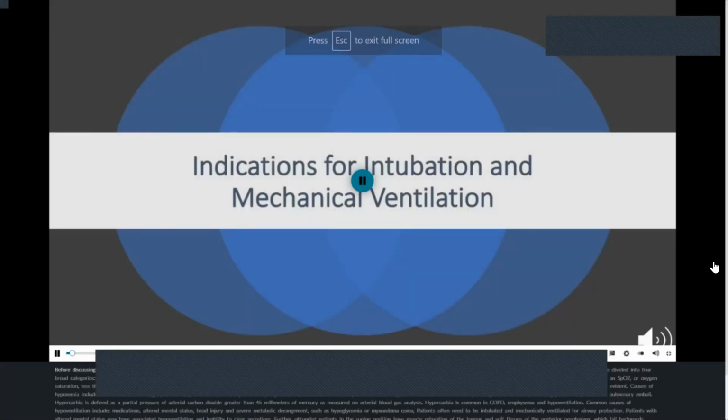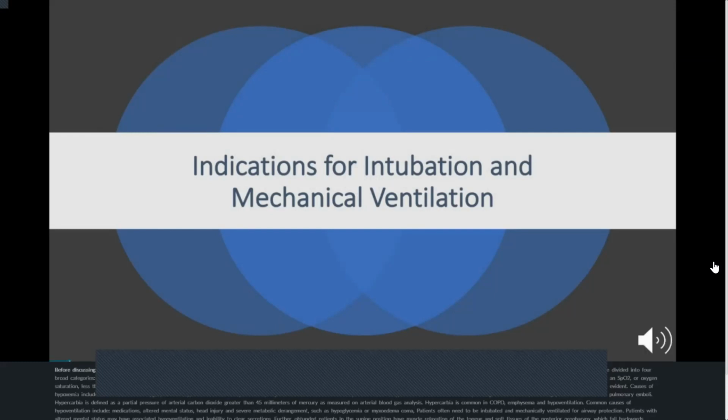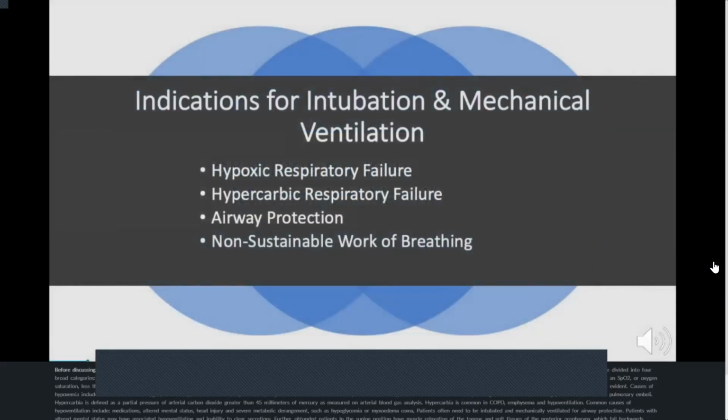Before discussing airway management and modes of mechanical ventilation, it is important to review the indications for intubation and mechanical ventilatory support. The indications for intubation and mechanical ventilation can be divided into 4 broad categories: hypoxic respiratory failure, hypercarbic respiratory failure, airway protection, and a non-sustainable work of breathing.